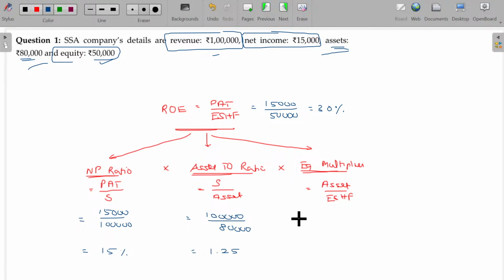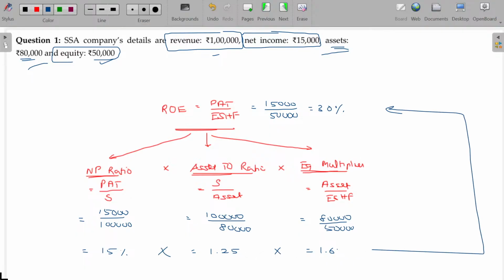1.25. And equity multiplier: total assets are 80,000, but out of 80,000, 50,000 is sourced by equity share capital. The balance 30,000 may be sourced by debt. Now come on, tell me. 1.6. Okay, so this 1.6 means 1.6 times the equity shareholders' fund is in assets, meaning 0.6 may be funded by long-term debt, otherwise debt. If you multiply the three, you will get 30%.